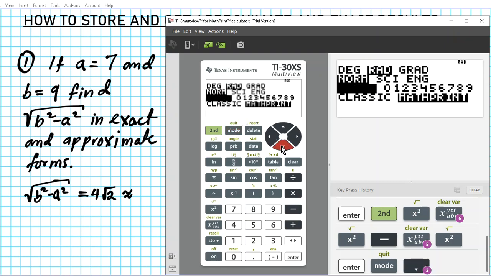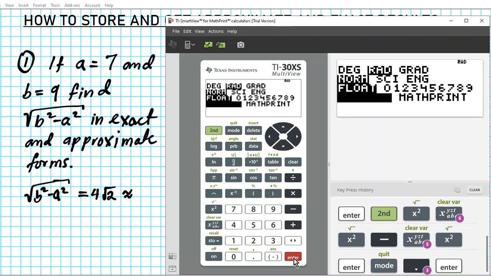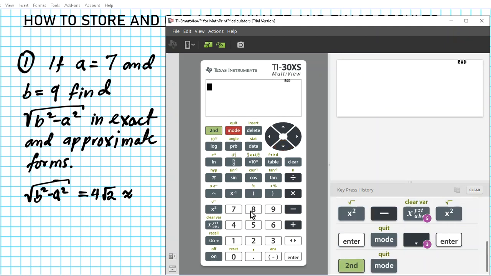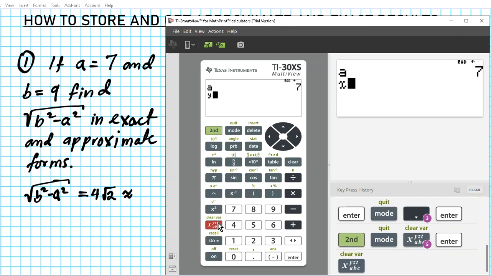So scroll down, press enter, classic is selected, quit. All right, so we already have A and B stored there. If you want to check, you can just call them up. If I call up A, press enter, it says 7. If I call up B, enter, it says 9.